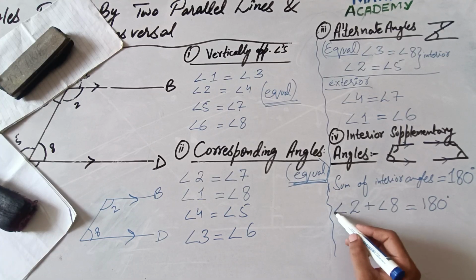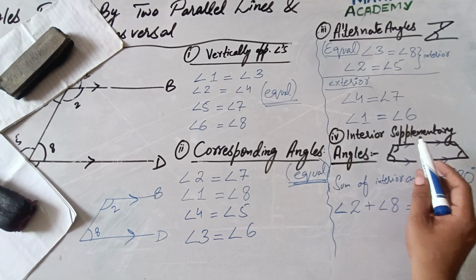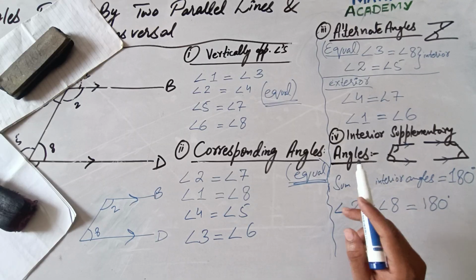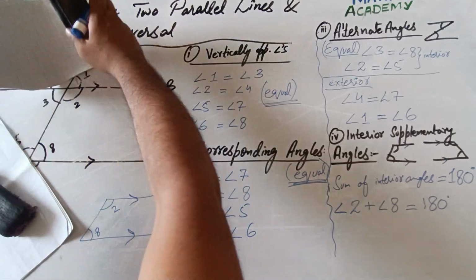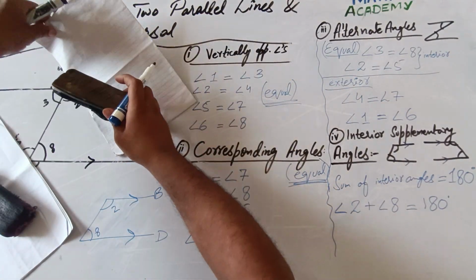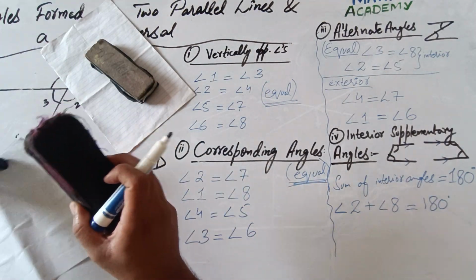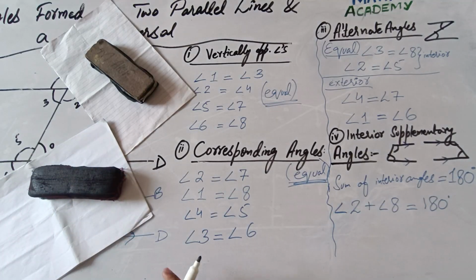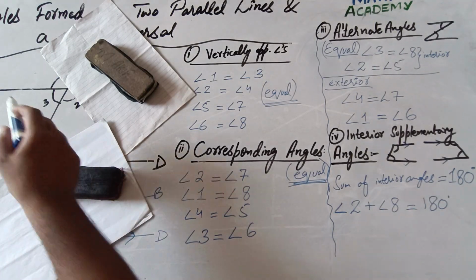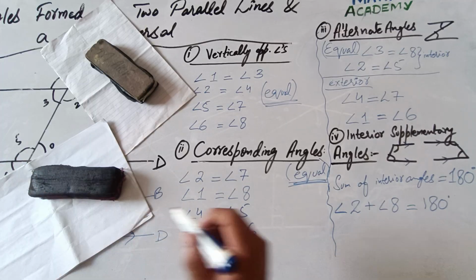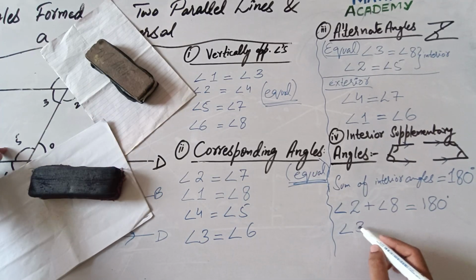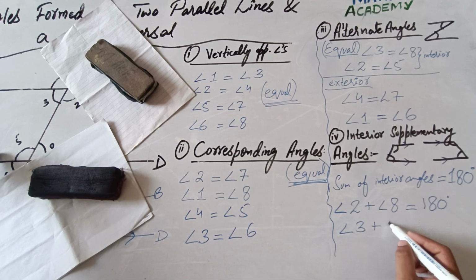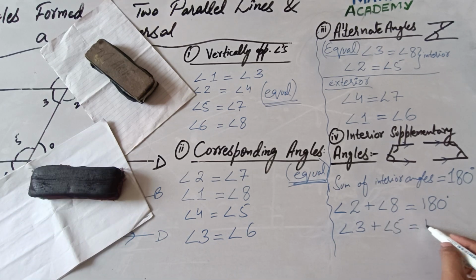So that's why they are called interior supplementary angles. The word supplementary, do not forget the word supplementary. Similarly, there is one more letter C which you can see. I hope you can see a letter C. So can you see another letter C? Under the arms of the letter C there are two angles, angle 3 and angle 5. So their sum is equal to 180 degrees.